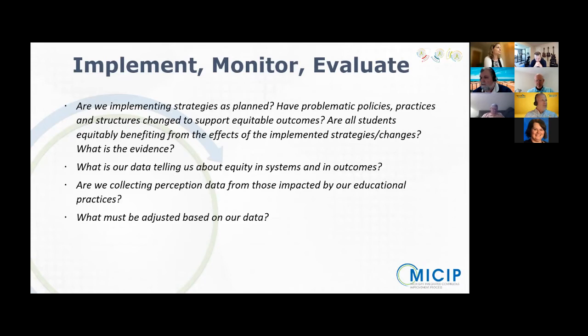And as I mentioned before, are we actually gathering perception data? So not only are we gathering outcome data, but are we also gathering that perception data from those who are actually affected by the policies and practices, especially the educational teaching and learning practices that we've put in place as designed in our plan? And then certainly the result of that is, so what must be adjusted based on our data?